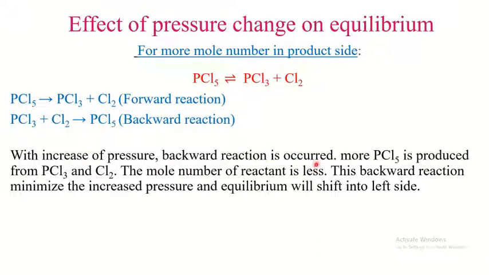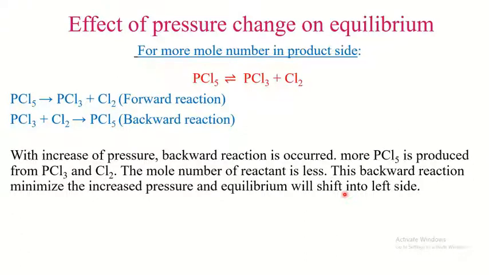The rate of backward reaction is increased. That means more phosphorus pentachloride is produced from phosphorus trichloride and chlorine. The mole number of reactant is less. This backward reaction minimizes the increased pressure and equilibrium will shift to the left side.